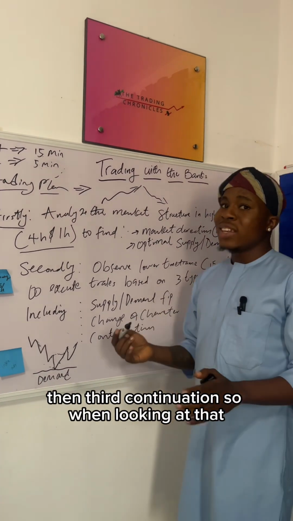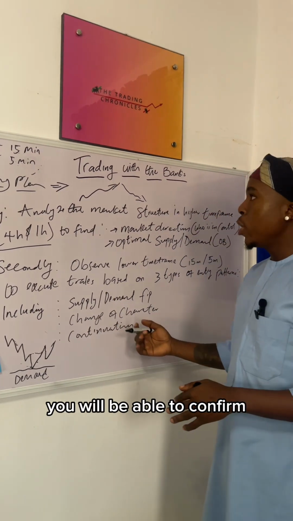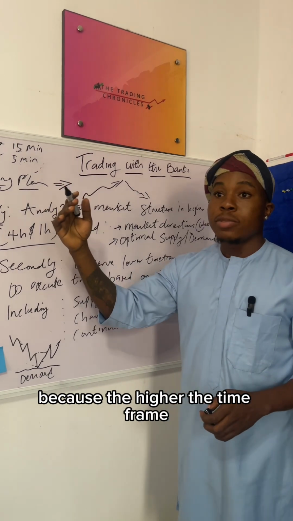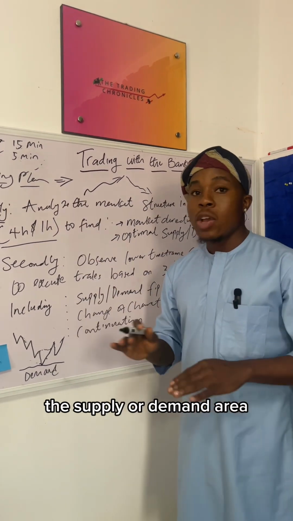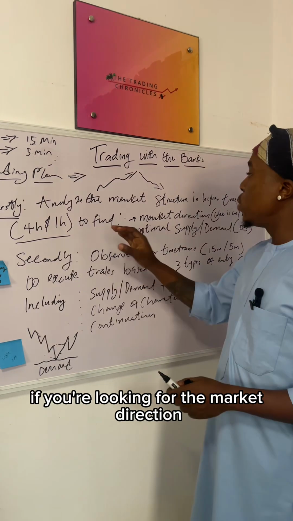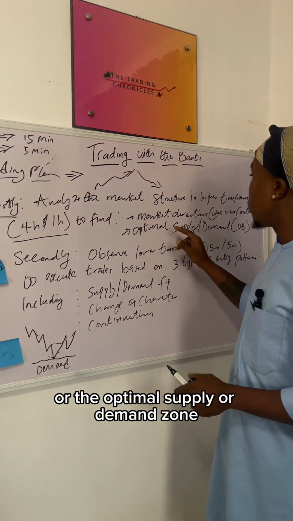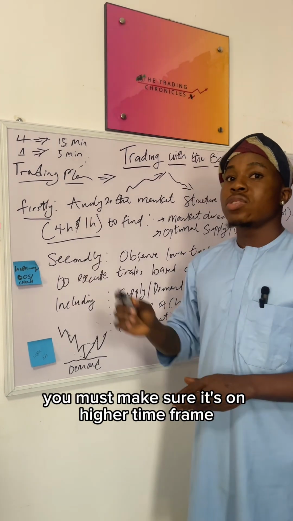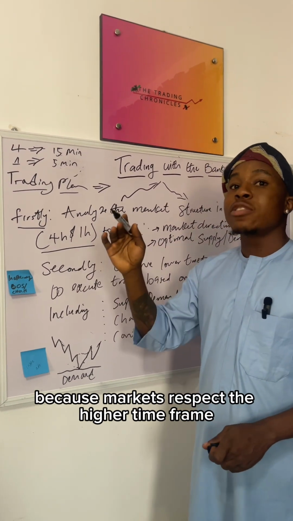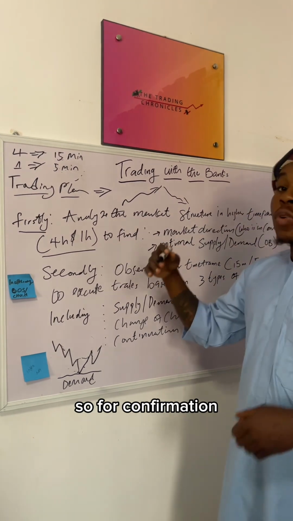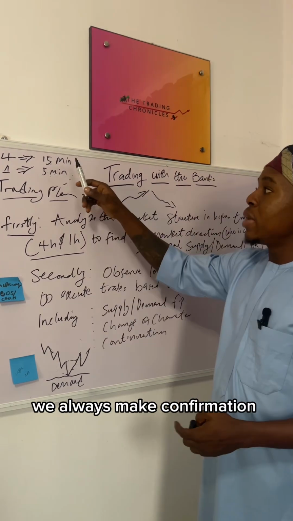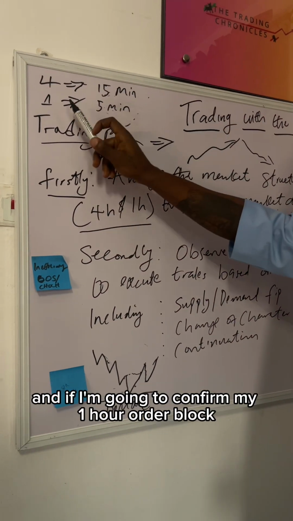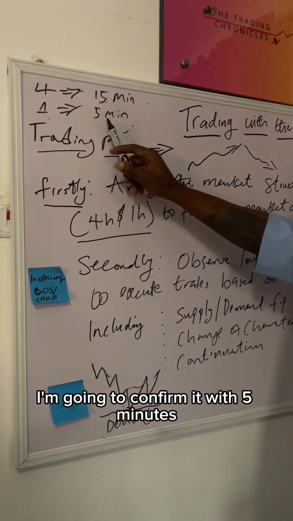So when looking at that, you will be able to confirm. The 4 hour and 1 hour matter because the higher the time frame, the more the market will obey the supply or demand area. That's why I said if you are looking for the market direction or the optimal supply or demand zone, the order block, you must make sure it's on a higher time frame, because the market respects the higher time frame. So for confirmation, I confirm my 4-hour order block with the 15 minutes time frame, and my 1-hour order block with 5 minutes.